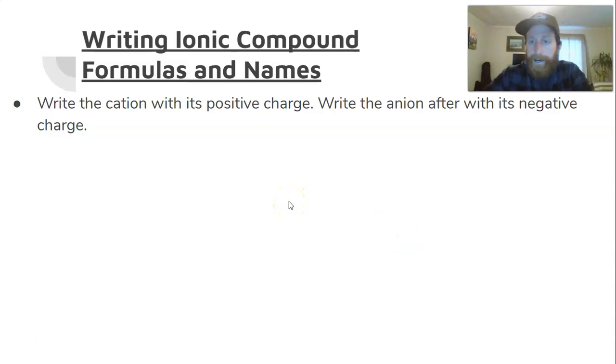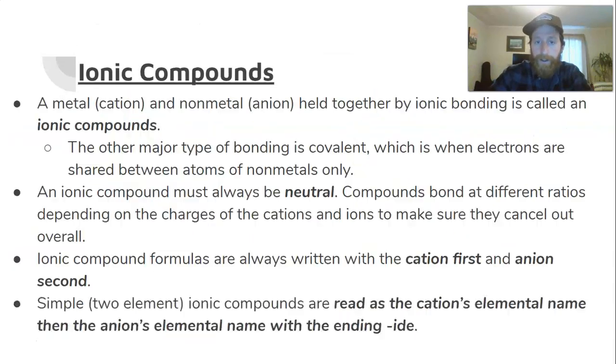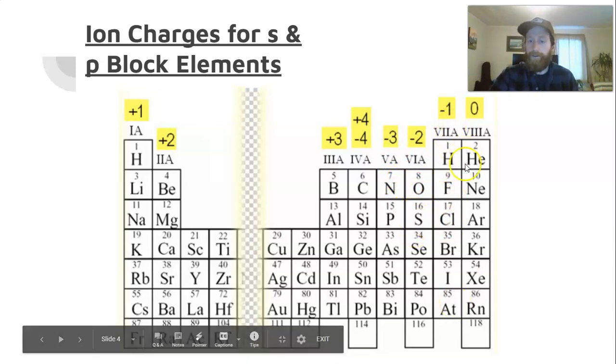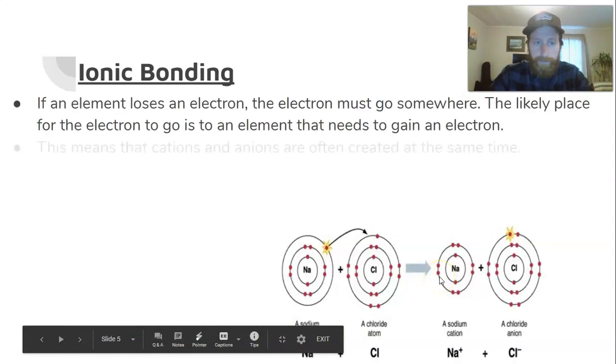Next, I'll write the anion after with its negative charge. Again, I look at the column it is in on the periodic table, and I look back to these numbers, and I'm able to identify what the charge of that anion would be. If it's nitrogen, it's -3. If it's oxygen, it's -2. If it's fluorine, it's -1. And those patterns ripple down through the column.